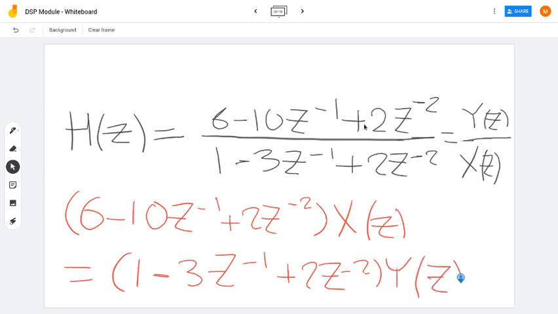And now we can do the inverse Z transform. So 6 times X of z, the inverse would be 6x of n. Let me do it over here.